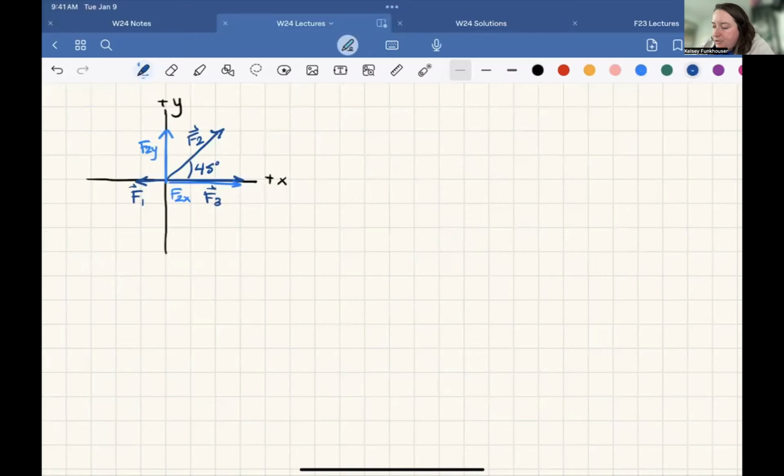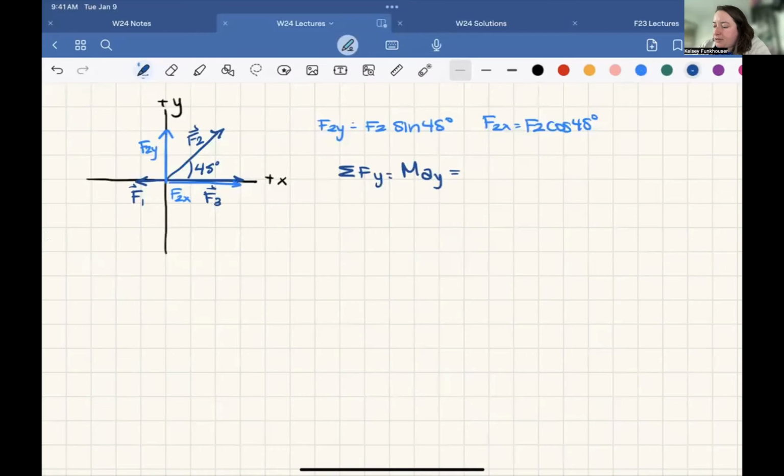So we just do our sum of forces equations. Actually, first, I'll say that the y component of F2 is going to be sine of 45, and the x component is going to be cosine. Now sum of forces in the y direction. Remember, this is the total mass of the system times the acceleration of the center of mass, so that's the acceleration in the y direction.